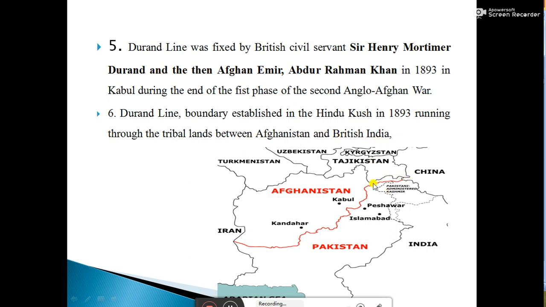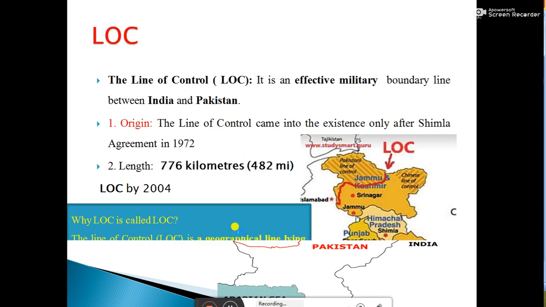This map shows the Durand Line. This yellow color line represents the Durand Line. This line is the Durand Line.